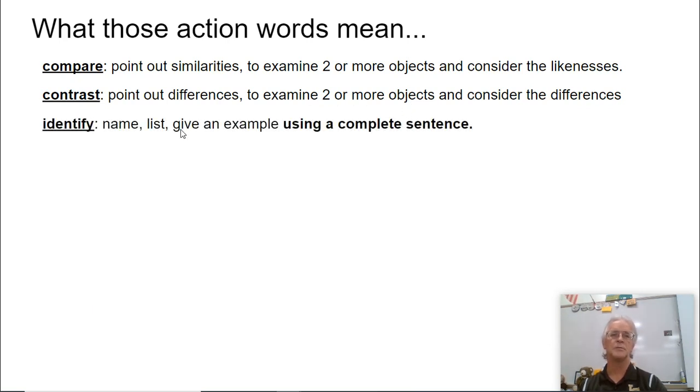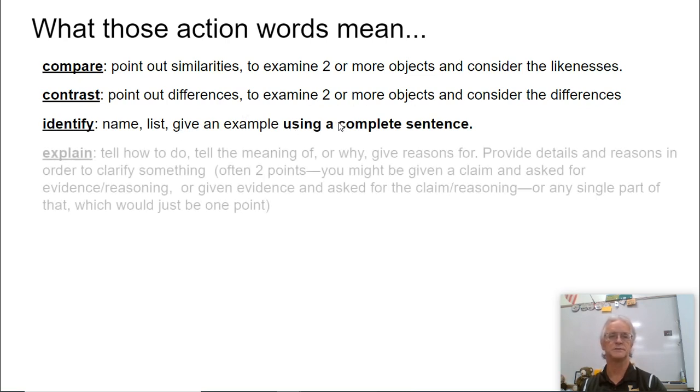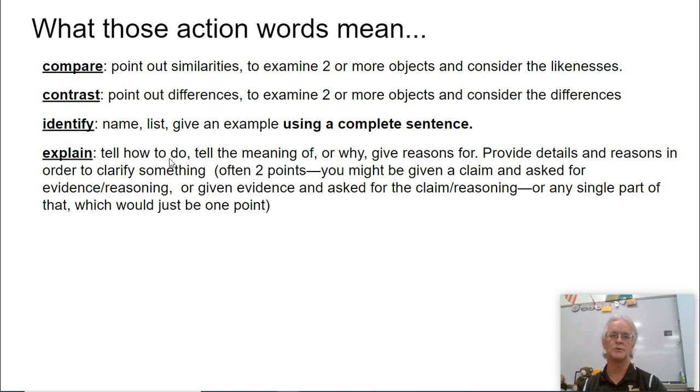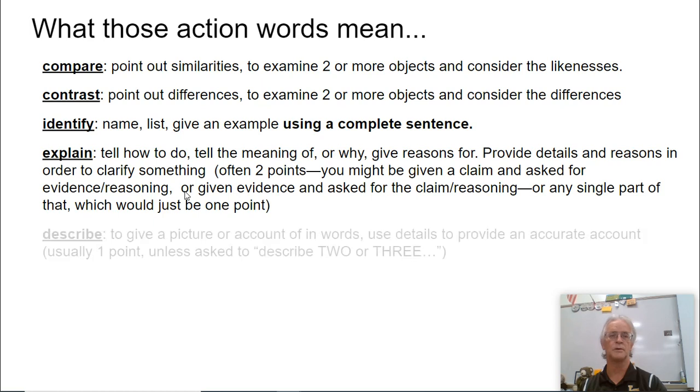Identify: name, list, or give an example using a complete sentence. Explain: tell how to do, tell the meaning of or why, and give reasons for. Provide detail and reasons in order to clarify something. For example, usually it's 2 points. You may want to make a claim and then give evidence and reasoning, or give evidence and then ask for claim and reasoning, or a single part of that, or maybe just 1 point.